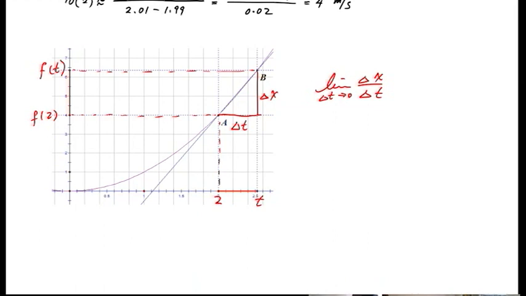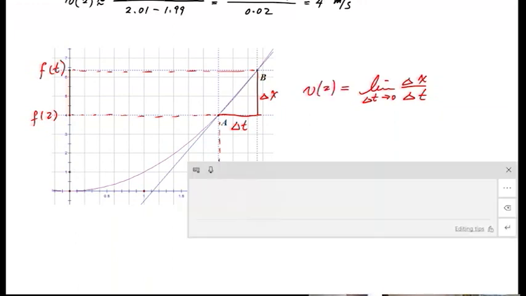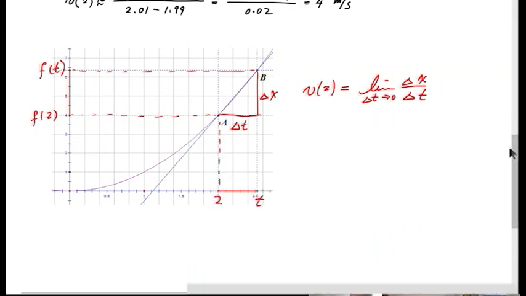Okay, this is my approximation of velocity at 2. But we can use equals now, because when we say limit, it means it's not equal to that anyway, right? So it's infinitely close to. Okay, now let's do this.